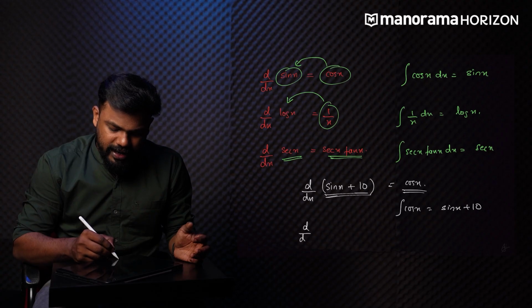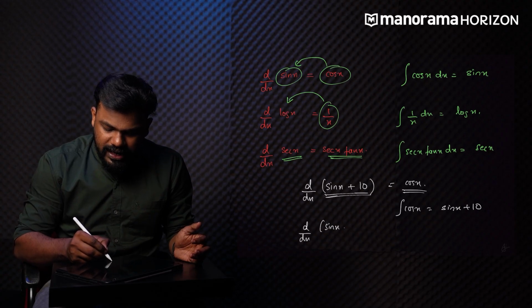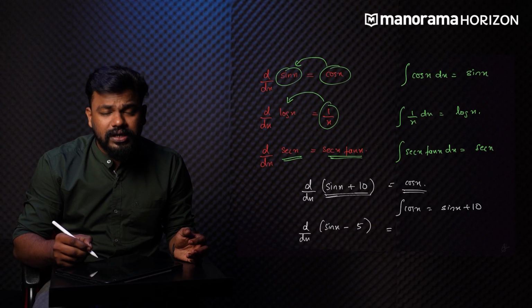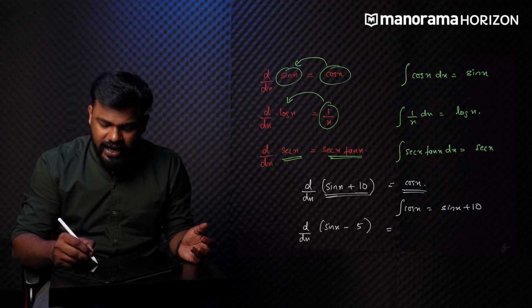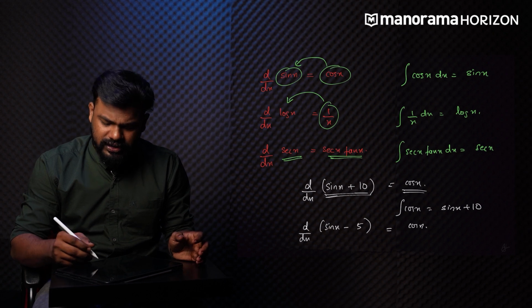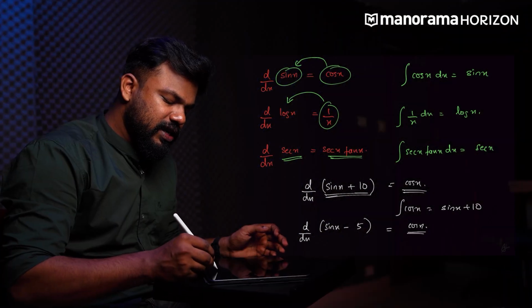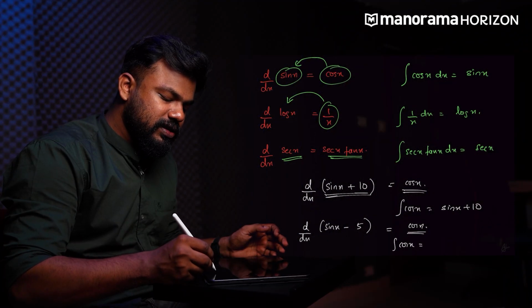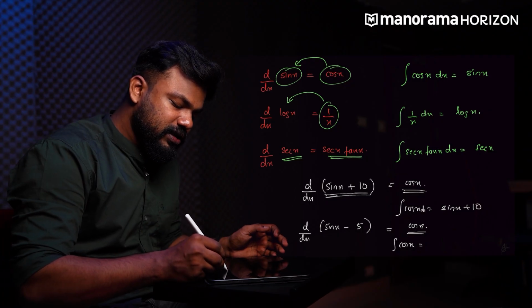Again, look here, d by dx of sin x minus 5. What is the derivative of sin x minus 5? That is also again cos x, because minus 5 is a constant, so leave it. So you got cos x. Again, if I take this cos x and integrate, I will be getting integral cos x dx.